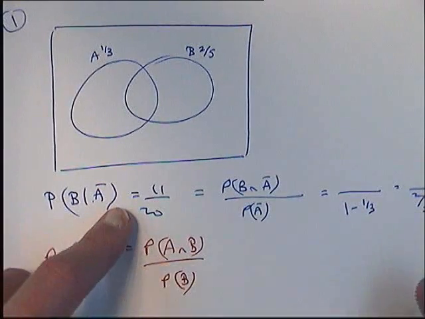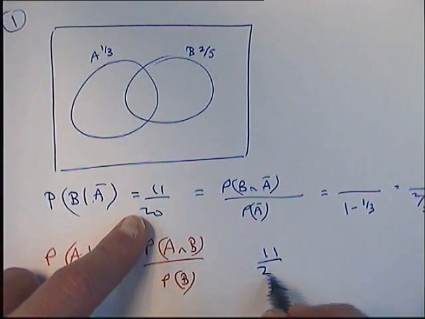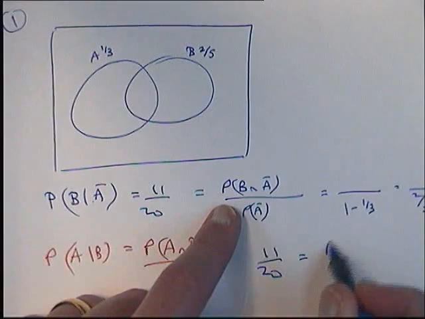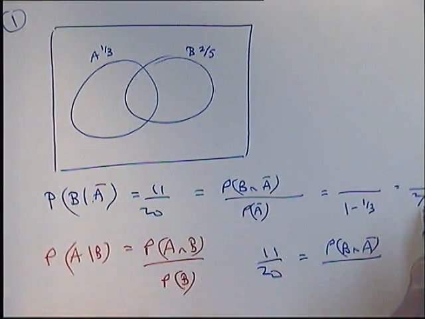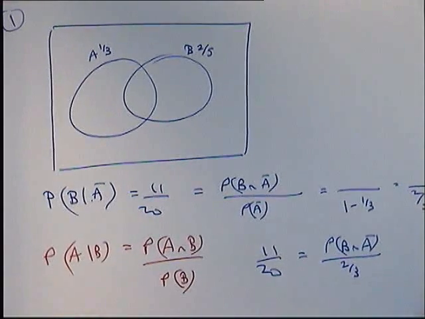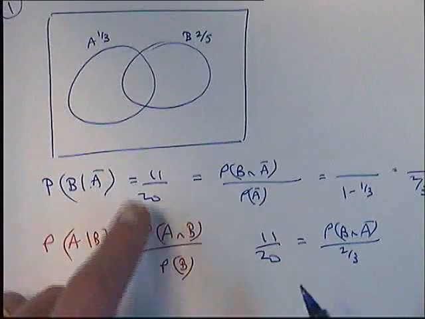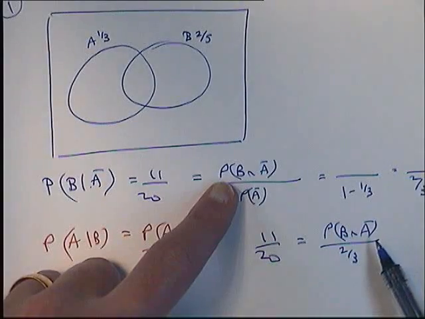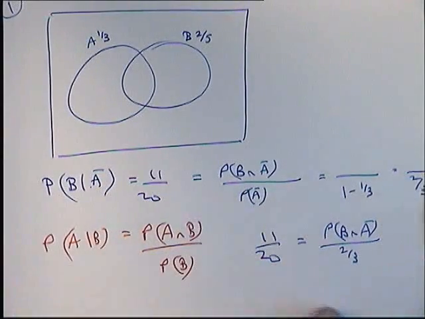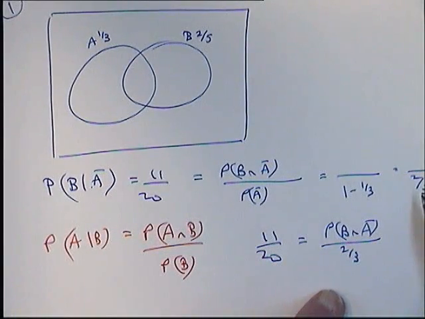So if I put some of these bits together, I know 11 over 20 equals the probability of B and not A over 2/3, just by substituting in. So I've written down my 11 over 20, that's here. That top bit is here, and I've already worked out the bottom bit of that fraction was 2/3.